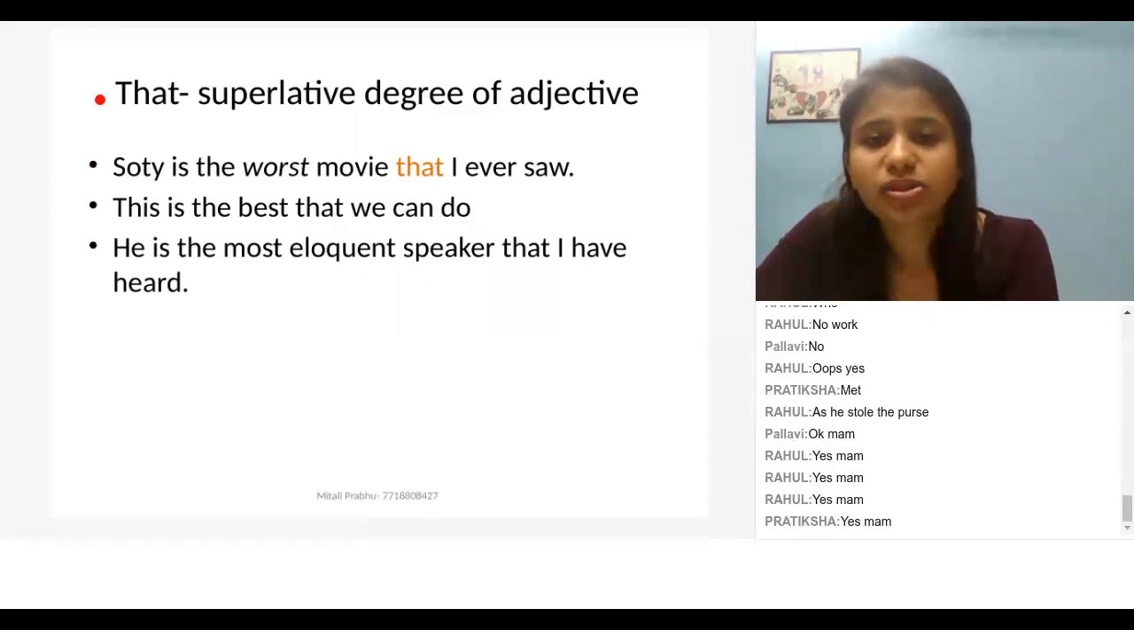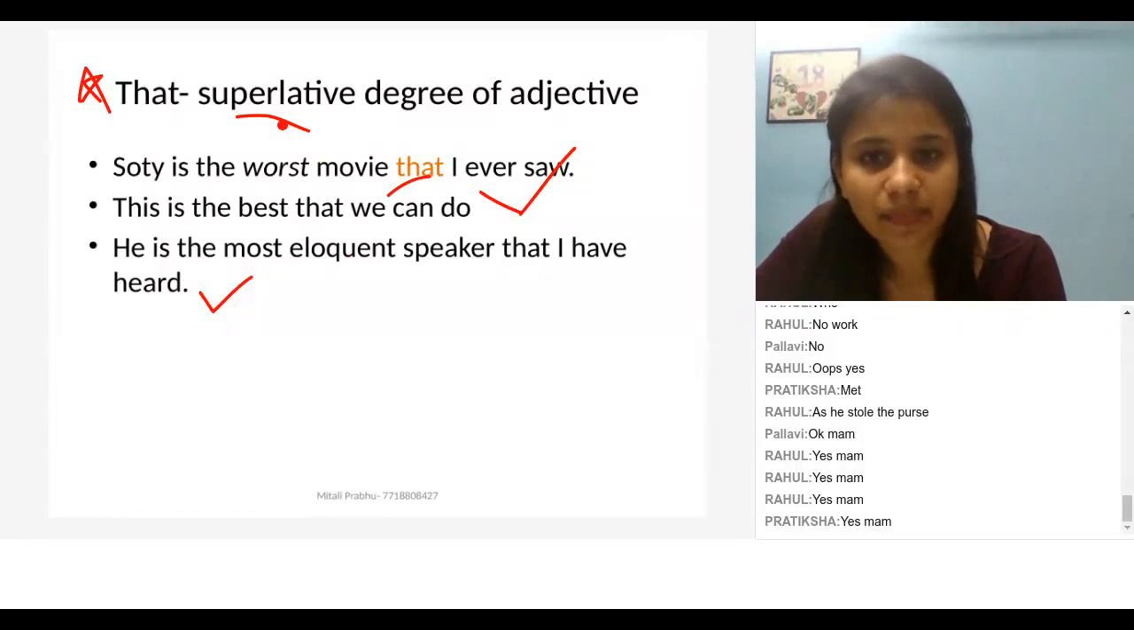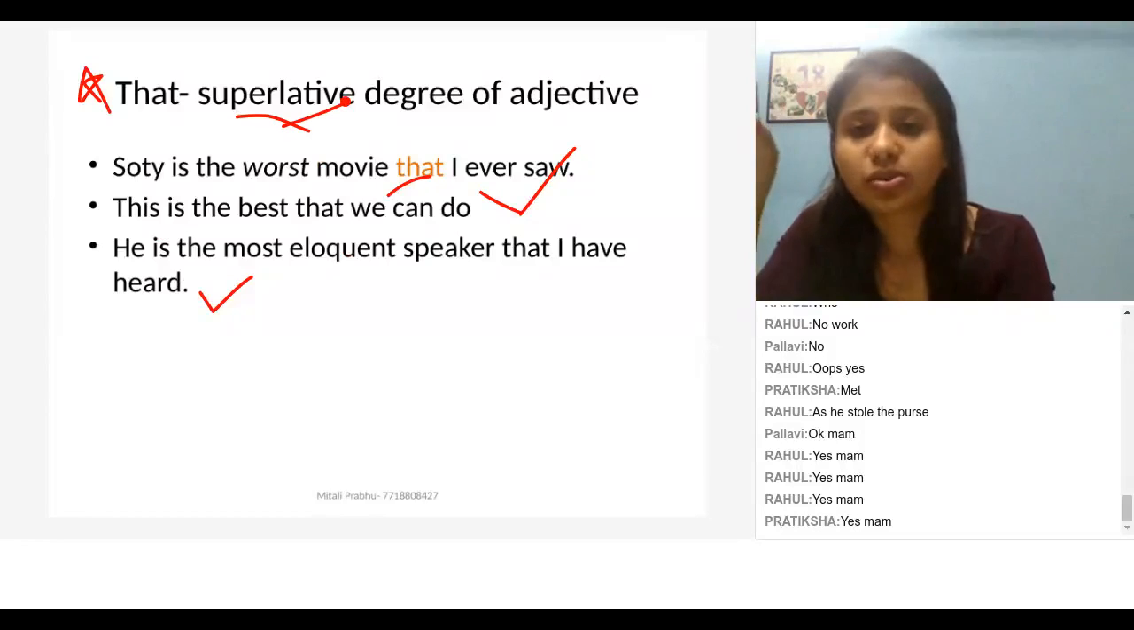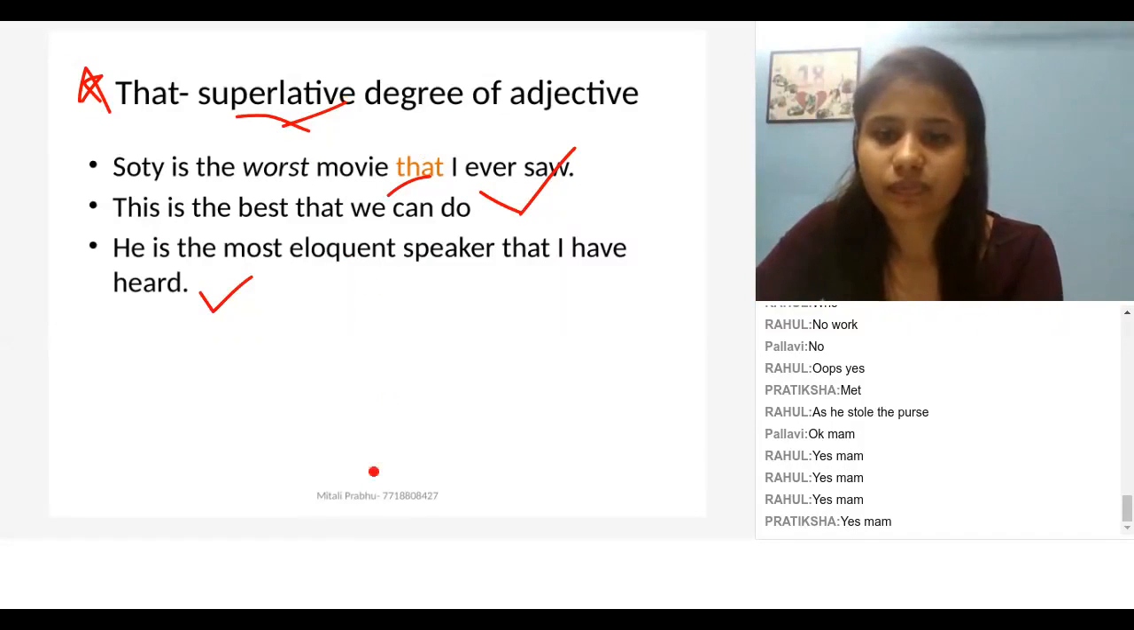Now again, that is used in the superlative degree. Student of the Year is the worst movie that I ever saw. Okay, now here you will not put a which, you will put a that. This is the best that we can do. This is the best which we can do would again be incorrect. We need a that with the superlative degree. So remember these rules, when you have to use that. Okay, and the rest of the times you can use a that or a which.